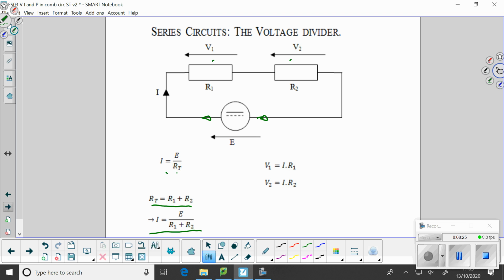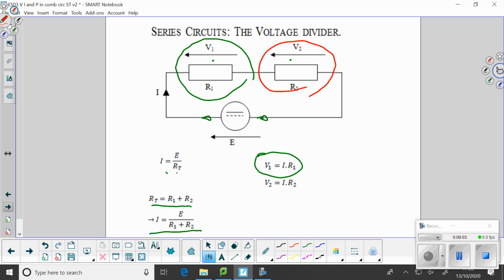And then, if we can calculate the current using this formula, we can find the volt drop V1 by multiplying that current. All of that current's going through that resistor. So we've got I and we've got R1. We can find V1 by multiplying the current times the single resistor. And then we can find V2 by multiplying the current by R2. We're isolating that bit, it uses that formula, and that bit on its own uses that formula. This is dealing with the whole circuit.